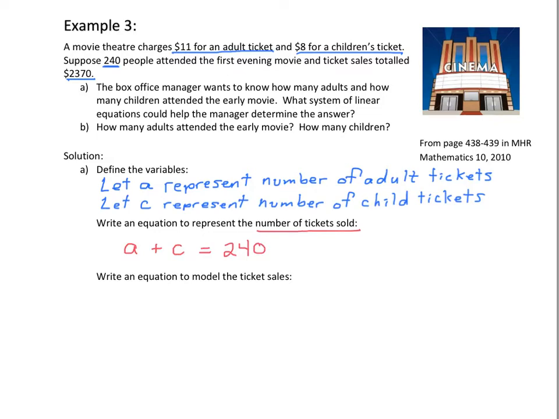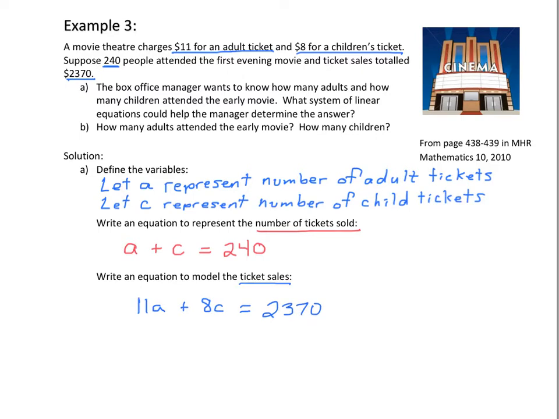Then we want to write an equation to model the total ticket sales. So we're going to write our variables in terms of the ticket prices. The adult tickets cost $11 per ticket, so the total amount of money that the theater would make off of adult tickets would be $11 times the number of adult tickets. Plus, we want to add on the total that they make from the children's tickets. So we're going to go 8 times the number of children's tickets. The total amount that they make then is $2,370.